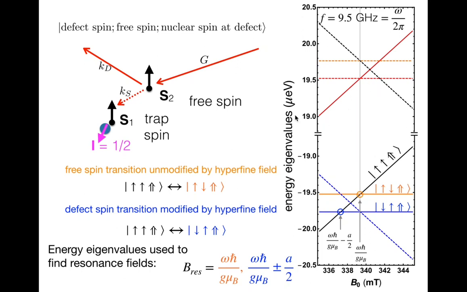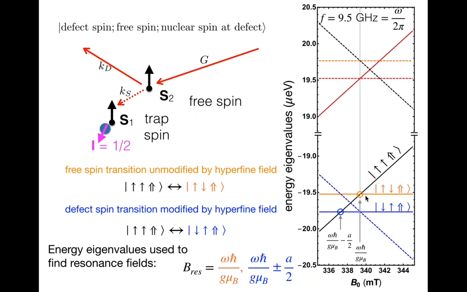So here are the energy eigenvalues of the Hamiltonian I showed you earlier. And let's look at the possible transitions we can have. Okay, so here I have these kets. Let's think about these kets. The first spin is the defect spin. The second spin arrow is the free spin, and then the third thick arrow is the nuclear spin. Okay, let's correlate this with the energy eigenvalues and look for the possible resonances.